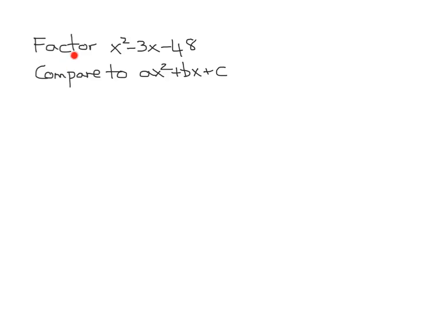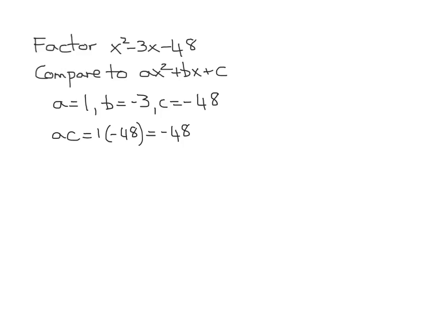In this problem, I need to factor this trinomial here. Remember, we compare it to ax squared plus bx plus c. And so in this case, a is 1, b is negative 3, and c is negative 48. So what I'm looking for is I'm going to multiply a times c, so I get 1 times negative 48, which is negative 48.